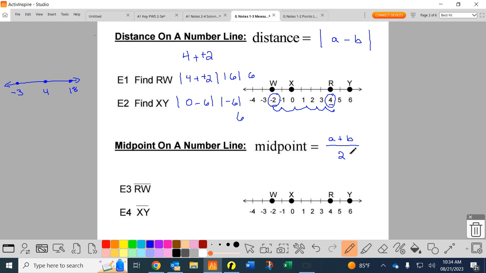And we do this a lot. Later on, it turns into the midpoint on a coordinate plane and it gets more complicated. So this formula we use a lot. Just build it up. Okay, R and W.